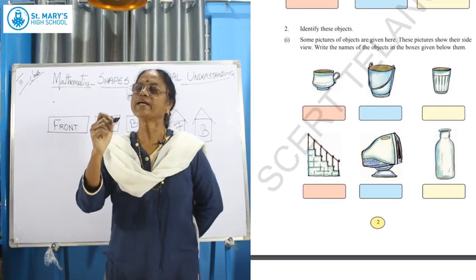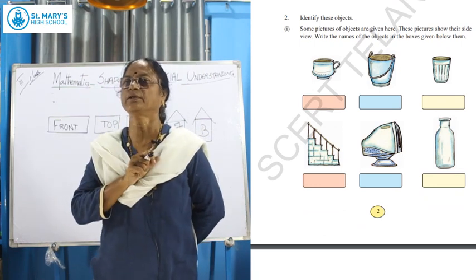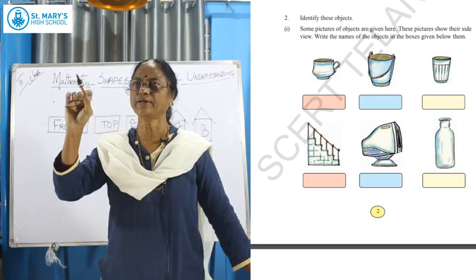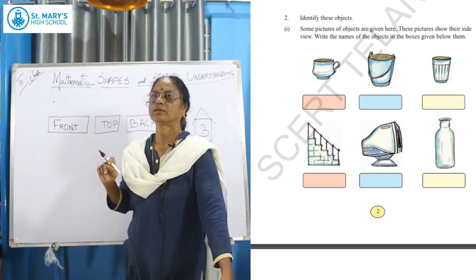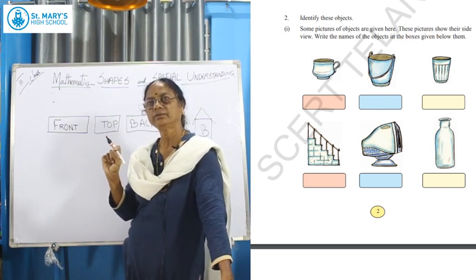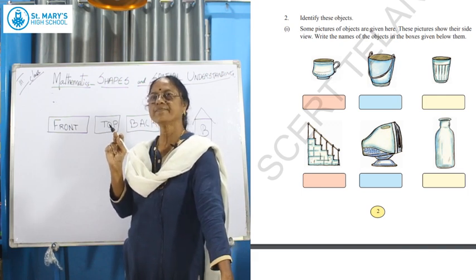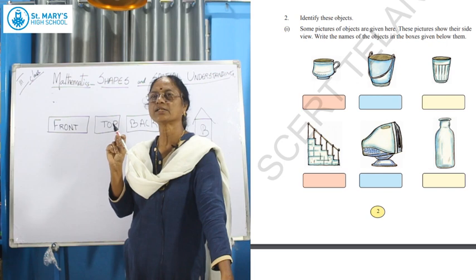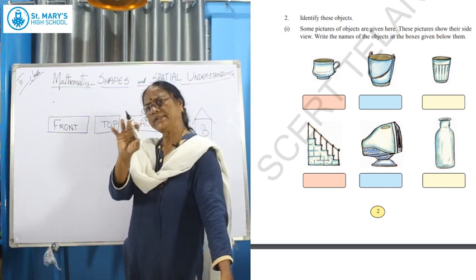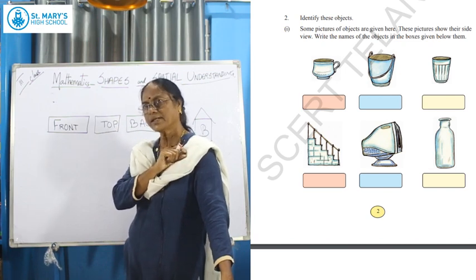Now, we can identify the shapes. See their second question. Some pictures of objects are given here. These pictures show their side view. See there, it is given side view. Write the names of the objects in the boxes given below them. So, all these articles you have in your house, can you identify them?